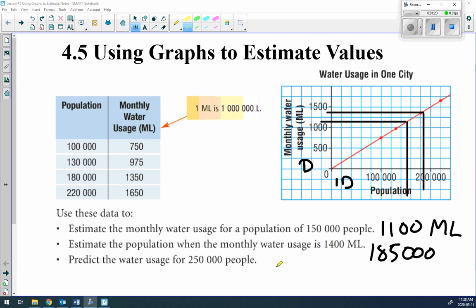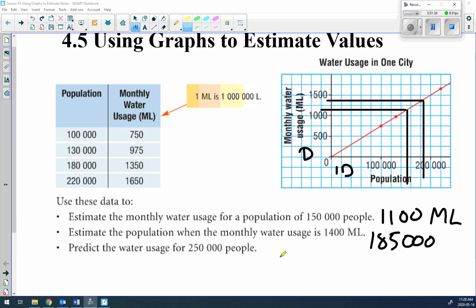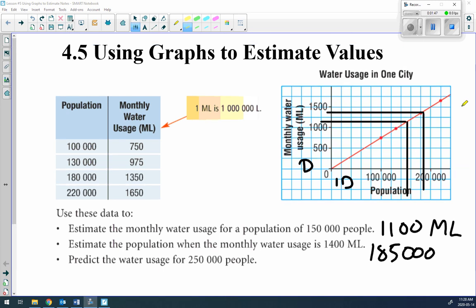Okay, now the problem with this next part is, what happens if it's 250,000 people? Well, I don't see that on the graph. What we can do is extend the lines if we need to over this value. So it would be somewhere way out here, but that's not part of the graph. Well, okay, we're coming to that. Go to the next page, and let's look at this one here.